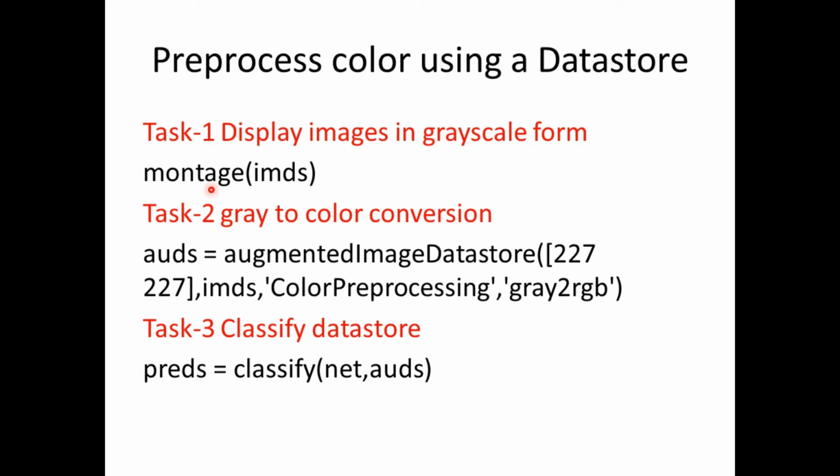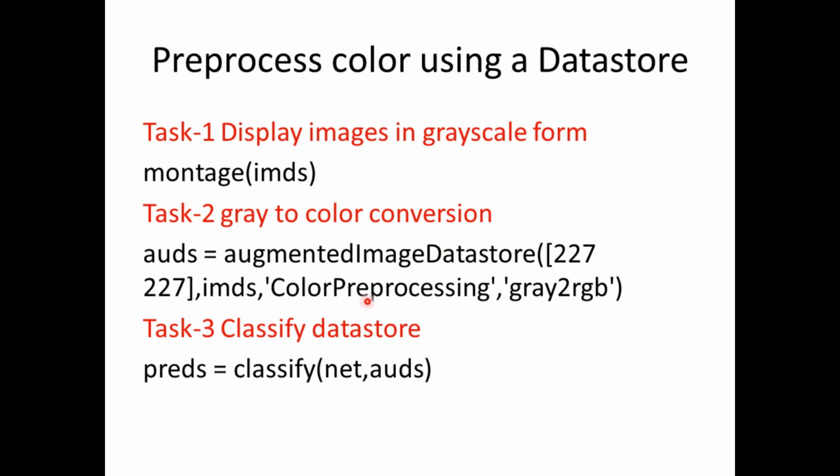Now if we want to convert all these images to color, or say gray to RGB or RGB to gray, again as I said, the augmented image data store function does the pre-processing task. So here we use the color pre-processing task and convert gray to RGB. So all the images in the image data store will be converted from gray to RGB using this augmented image data store command. So that we write it to auds. So this will override our augmented data store and we store the color images.